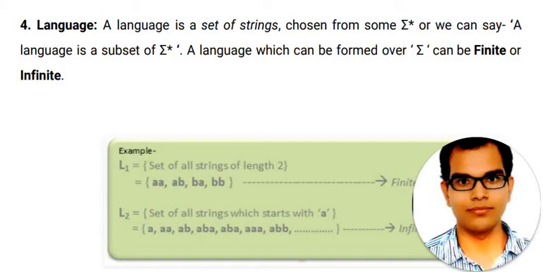A language which can be formed over sigma can be finite or infinite. So a language can be finite and also infinite. With the help of some examples, I will inform you when a language will be finite and when it will be infinite. All these things are based on our need. What we want will decide whether the language will be finite or infinite.